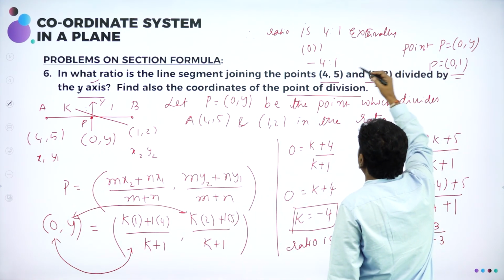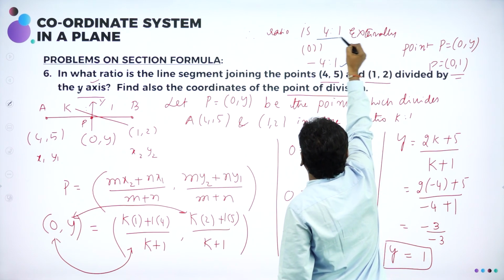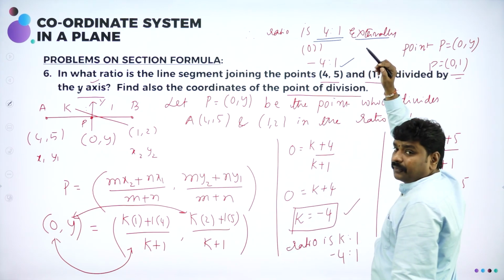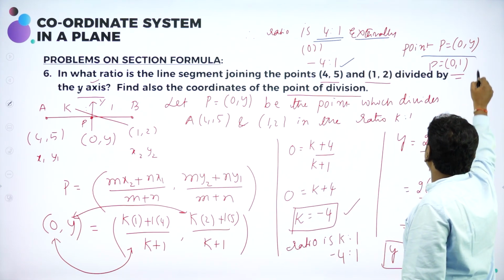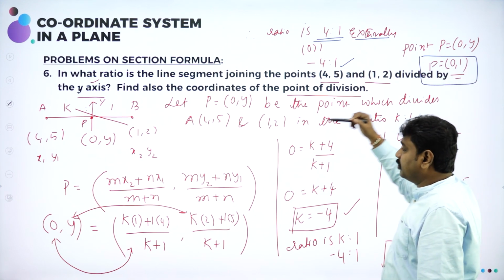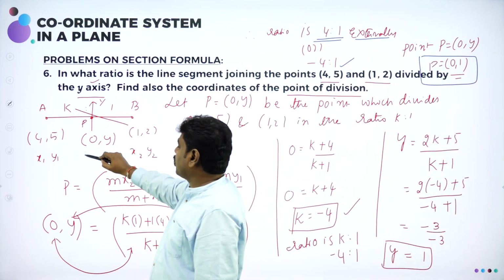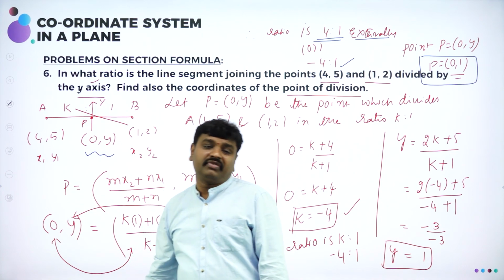So what is the ratio you got? Minus 4 is to 1. We say 4 is to 1 externally. This is the answer. And they wanted to find the point. What is the point? 0 comma 1, because the point of division lies on the y axis. The point on the y axis will be in the form 0 comma y.